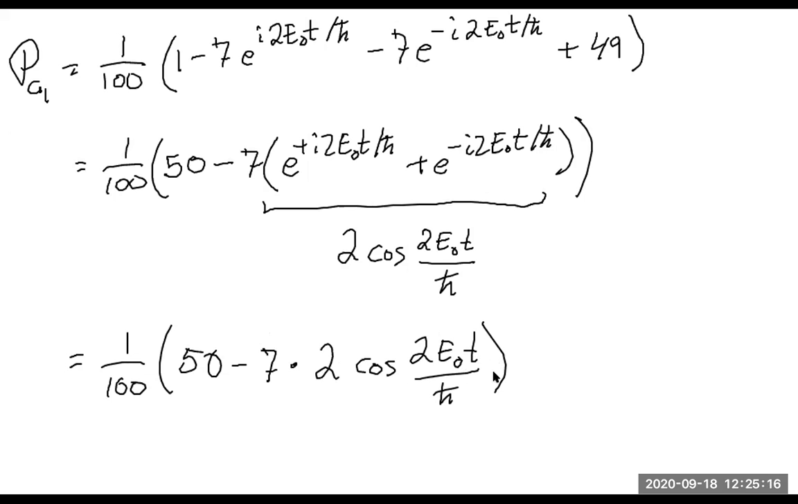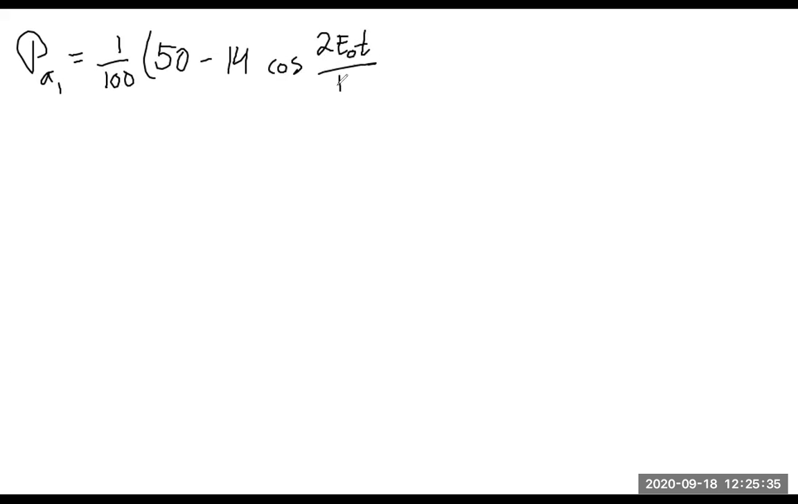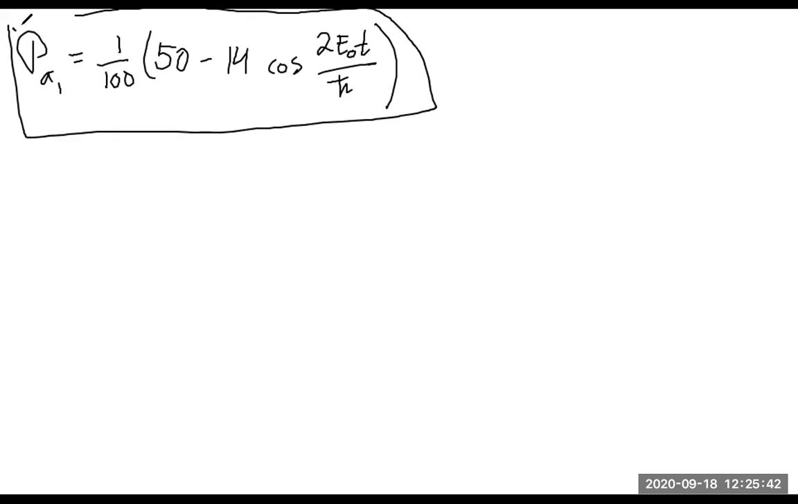So, new page. This probability A1 is going to be 1 over 100, 50 minus 14 times the cosine of 2 E naught t over h bar. This is my final probability. I will use this later to find the expectation of big A.